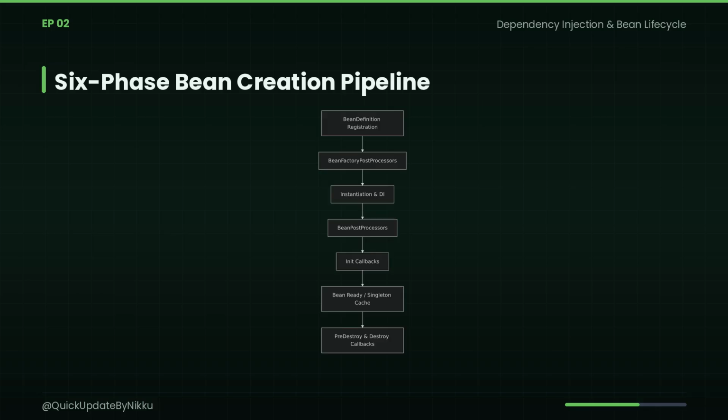Spring's startup executes 6 ordered phases for every bean. Bean definition registration comes first, nothing is instantiated yet. Then post-processors modify the registry, then the container resolves dependencies recursively, then proxies and interceptors are woven in, then initialization callbacks fire, and finally the live instance lands in the singleton cache. Shutdown mirrors this in reverse.